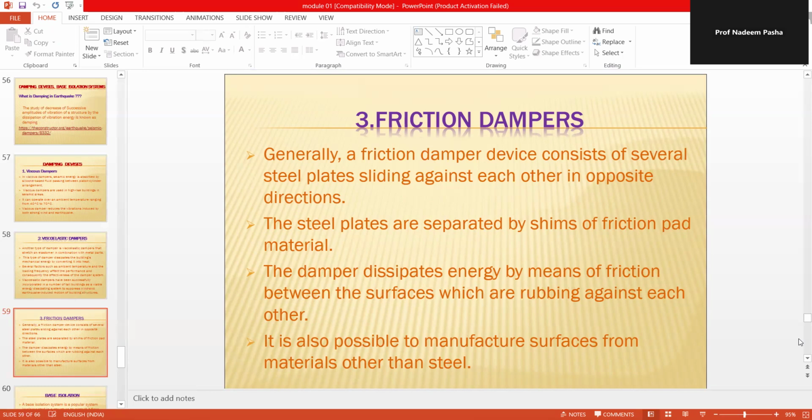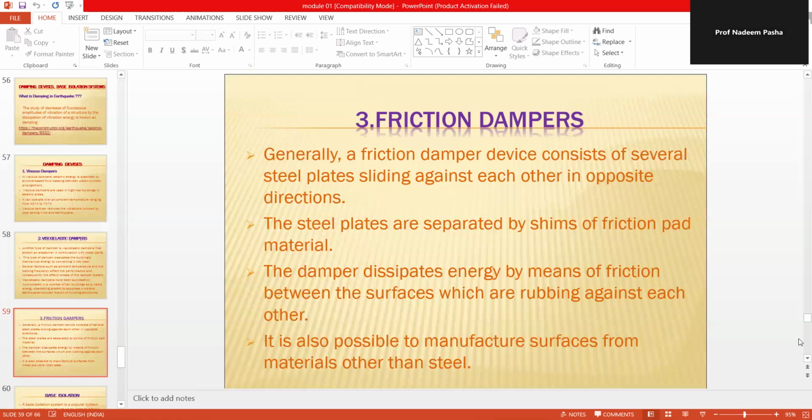These steel plates are separated by shims of friction material. The damper dissipates energy by means of friction between the surfaces which are rubbing against each other. So as in the case of viscoelastic damper, viscosity and elasticity were the reason for dissipation of energy, in the case of friction damper, friction is responsible for dissipating the energy. So how is it happening?